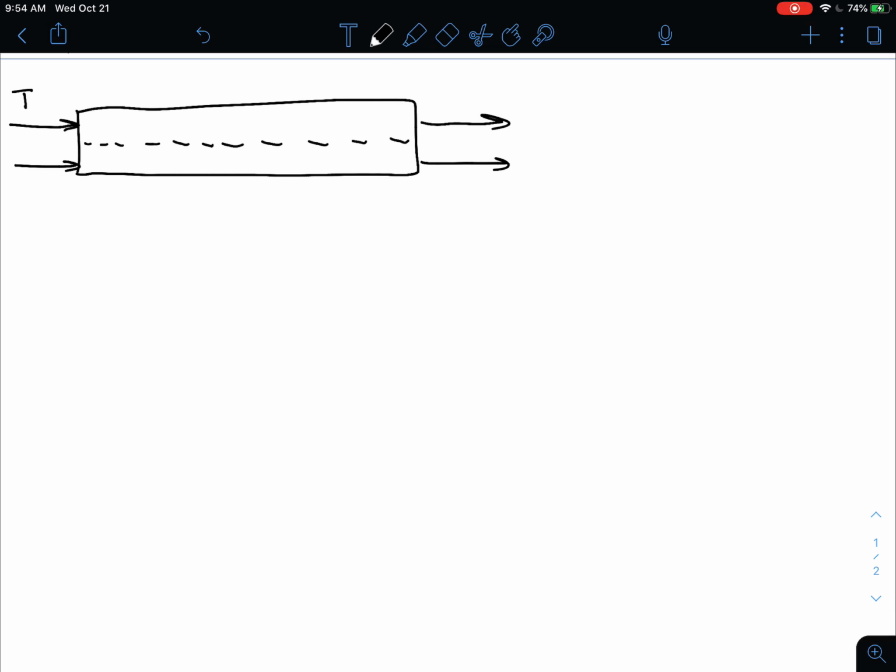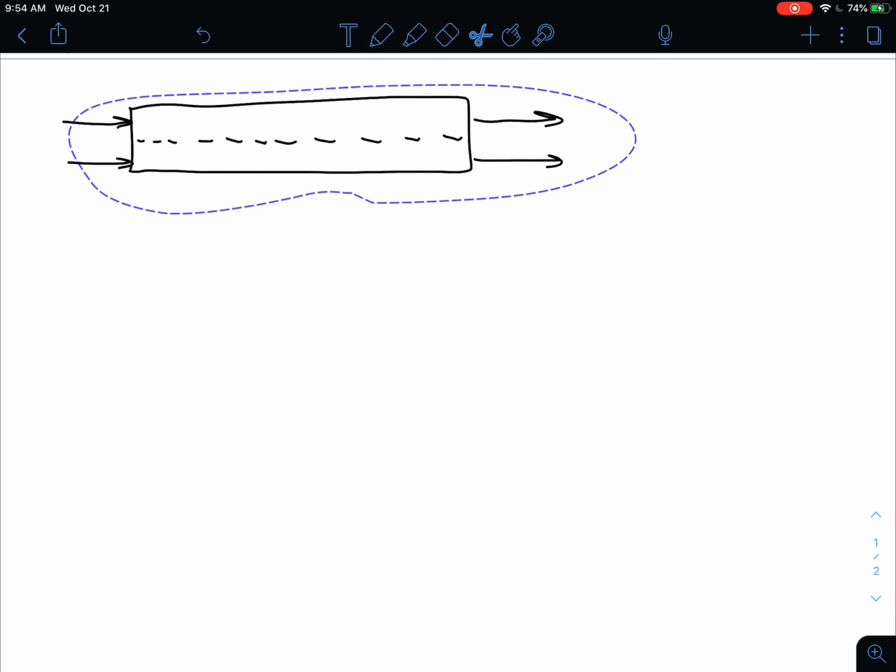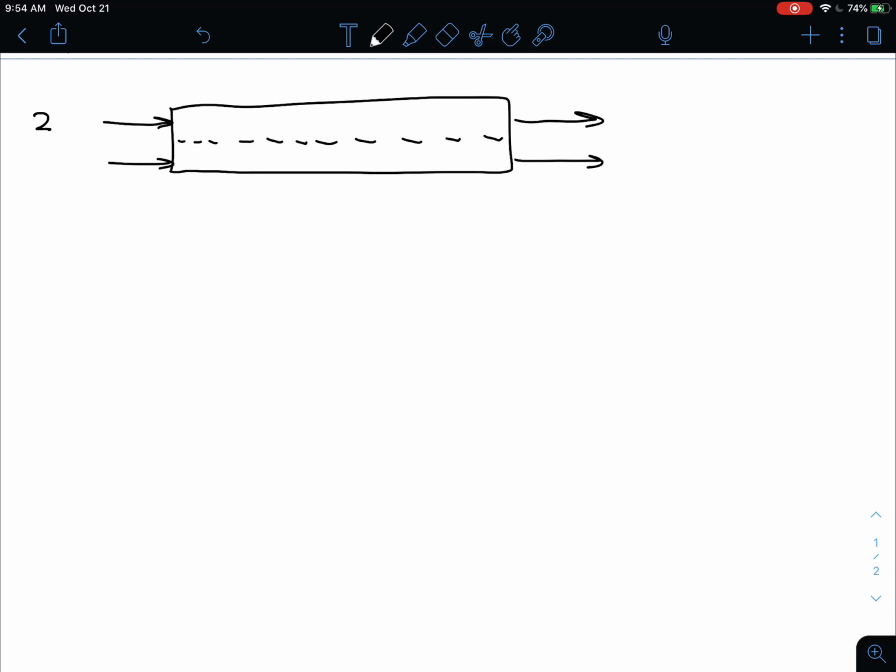Let's name these streams stream 2 and stream 1. And let's assume that we have a fluid flowing at a flow rate F2, a density ρ2, and a heat capacity Cp2 into stream 2, and likewise we have a well-defined flow rate, density, and heat capacity coming into stream 1. Furthermore, these streams are going to have different temperatures.